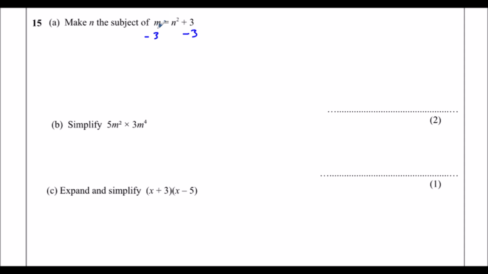So what does that leave me? I've got m minus 3 equals n squared. And I want n by itself. At the moment it's squared. So the opposite of squaring is square rooting. So I square root both sides, which gives me n equals the square root of m minus 3. And that is the answer.